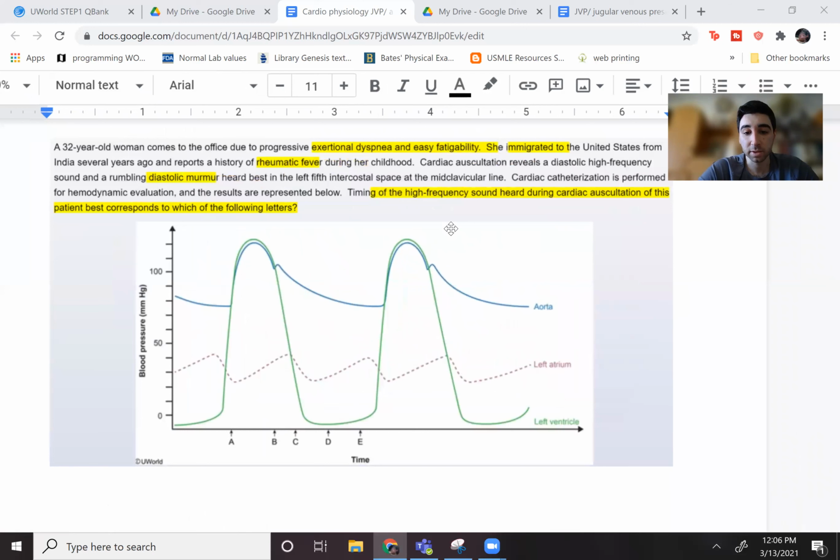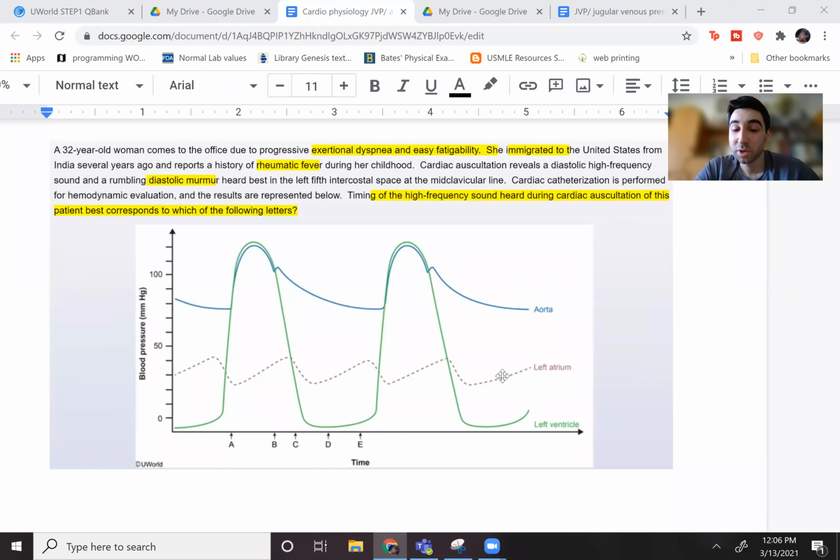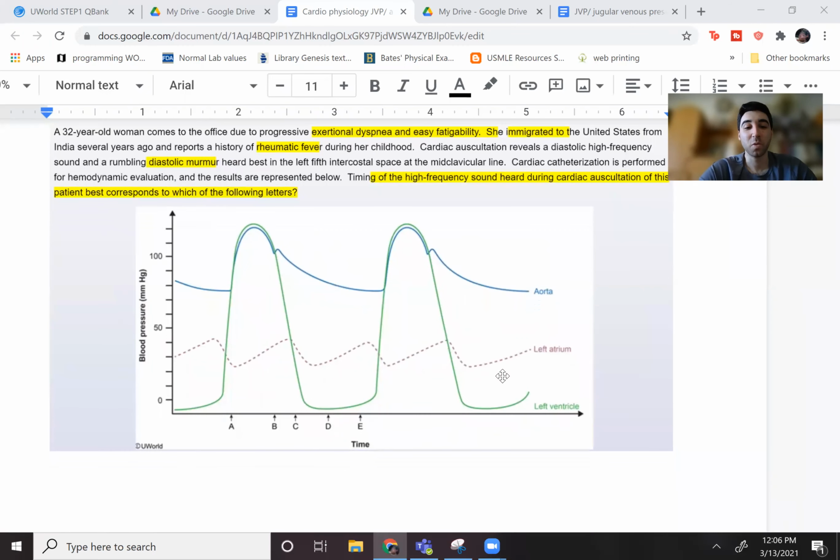And so when you look at this graph, you see it's not the right atrium, which is the jugular venous pressure, it's the left atrium. But this looks a little bit different, right? There's an A wave, an X descent, a V wave, a Y descent, but there's no C wave. Why is that? Well, you're going to answer that later. Let's go over which part of this diagram is going to be the correct answer when we hear this high frequency sound, which is the opening snap.